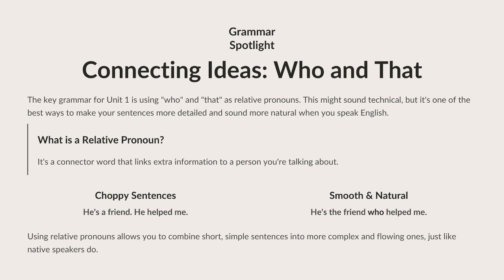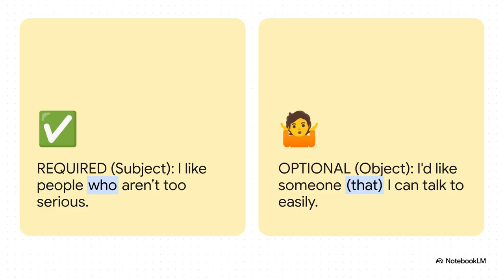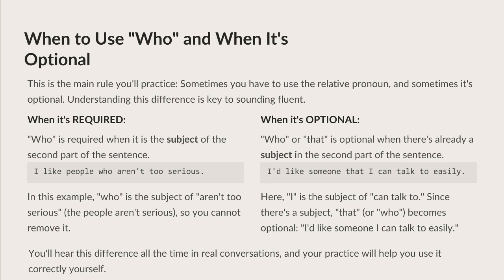Now, here's the main rule you're going to practice. This is important. Sometimes you have to use the pronoun, and sometimes you don't. So look at the left side. I like people who aren't too serious. In this case, who is the subject of that second part? The people aren't too serious, so you need it. But check out the right side. I'd like someone I can talk to easily. Here, the subject is I. I can talk to someone. Because I is the subject, that little word that becomes optional. You can say someone that I can talk to, or just someone I can talk to. Getting this difference down is going to be your main goal.